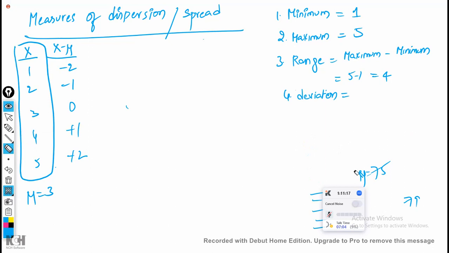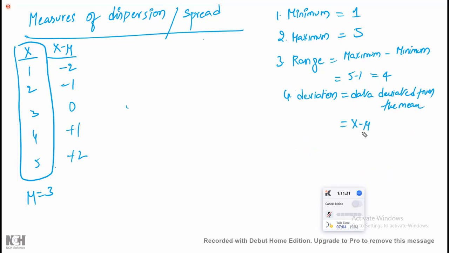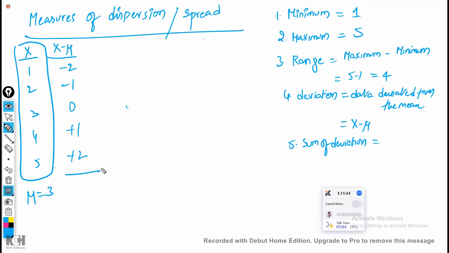How much the data is deviated from the mean is called deviation, which is given as x minus mu, for each and every data point. Now, next one is sum of deviations. Sum of deviations means whatever the deviations are there, you are going to do the sum. The sum is always equal to 0. It is always 0.